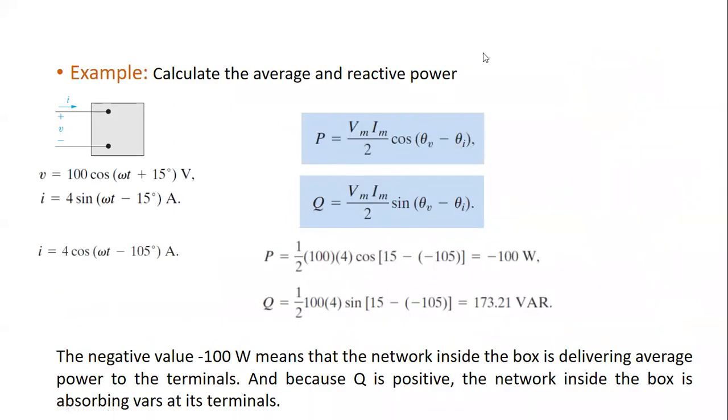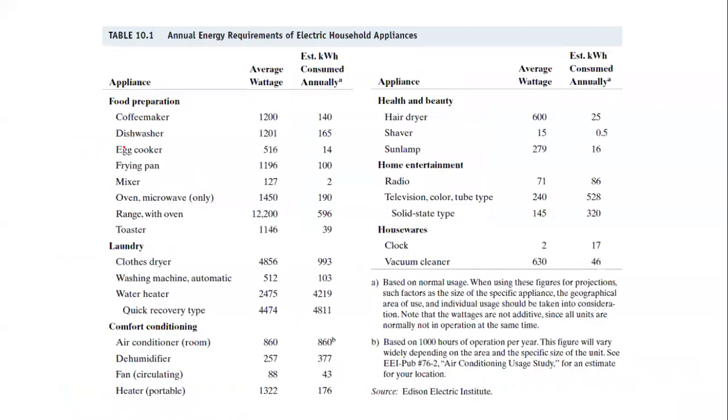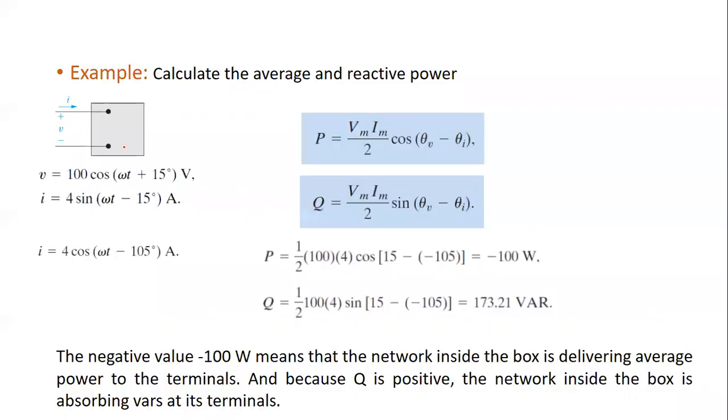Okay, let's go through an example, so that we make sure that we understand what we had here. So here we have a circuit, and we have a time domain voltage and the time domain current. So I need to find the average power and the reactive power.